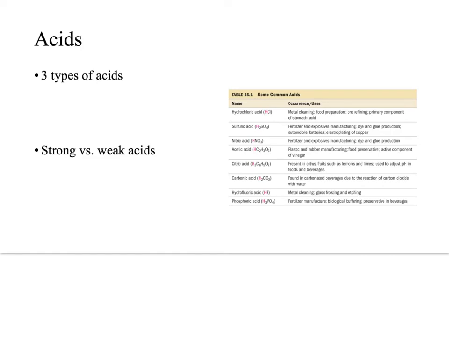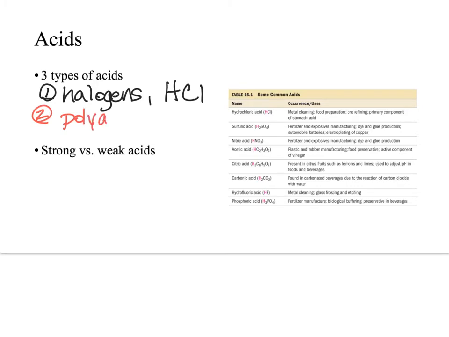There are 3 general types of acids. Let me list them here, and then we'll talk about them in more detail. The halogens, and this would be like HCl. Acids made from polyatomic ions, and this would be like sulfuric acid, H2SO4. And number 3, organic acids.